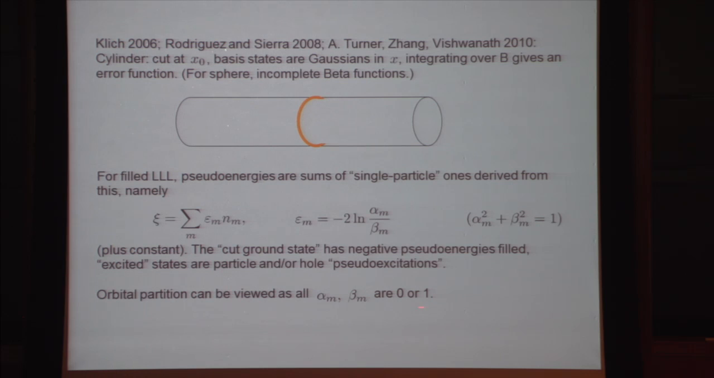The orbital partition can be thought of as doing exactly the same thing, except that the weights alpha and beta are 0 or 1, depending on whether m is on the left side or the right side. And so by doing this, what we've done is we've removed this sharp jump in momentum space and smoothed it out, and that's why it gets rid of those artifacts.